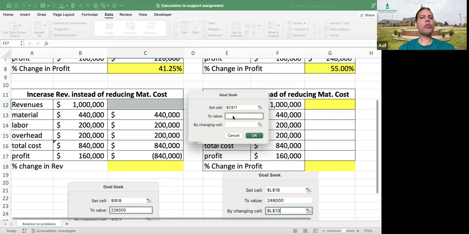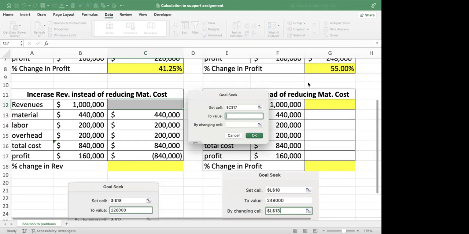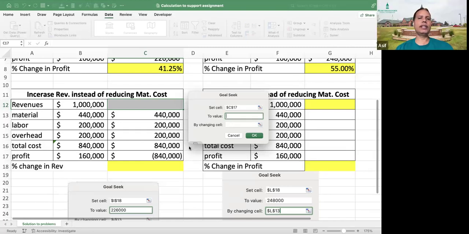To value, what value do we want here? I mean, that's my question to you. Please tell me what value of profit I want here. Can anyone tell me? $226,000. That's right. So we want here 226,000, which means here it's not visible, but this one, the 226,000.